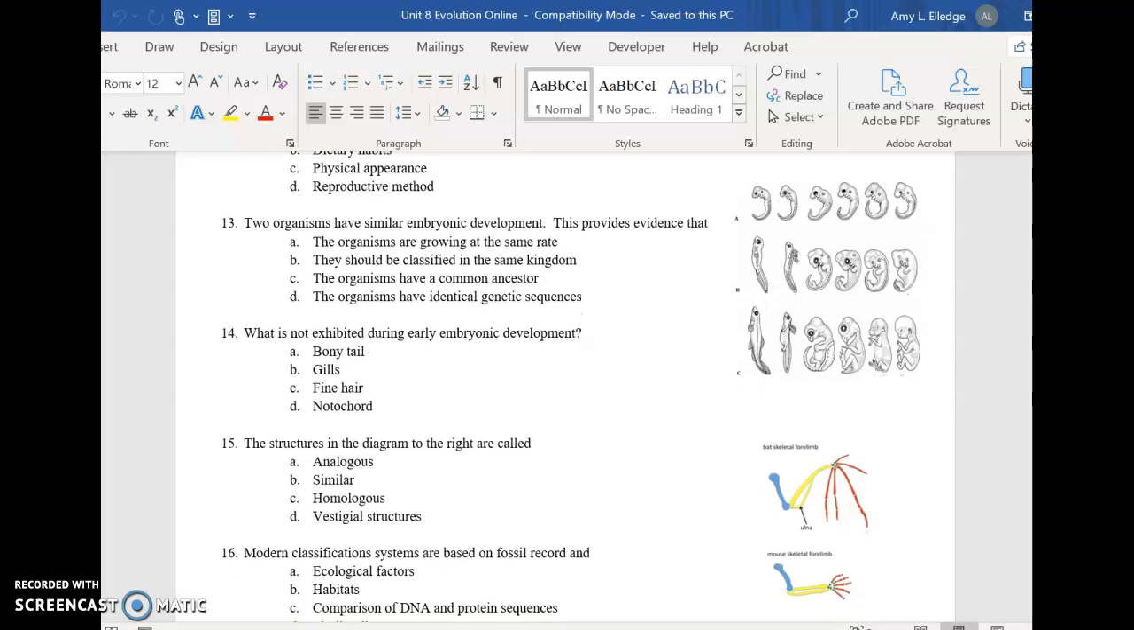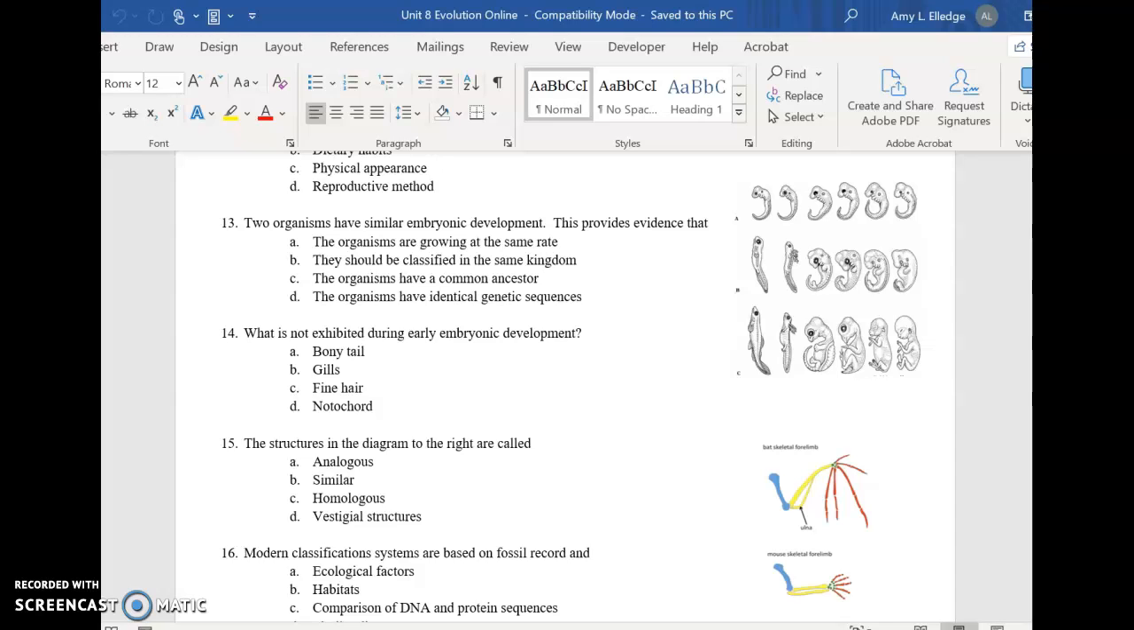13, 2 organisms have similar embryonic development. This provides evidence that, so all these embryos, we did this in class, they're all the same. They look very similar. They all have similar traits. What does that tell us? It tells us that they had a common ancestor that probably also shared those traits.